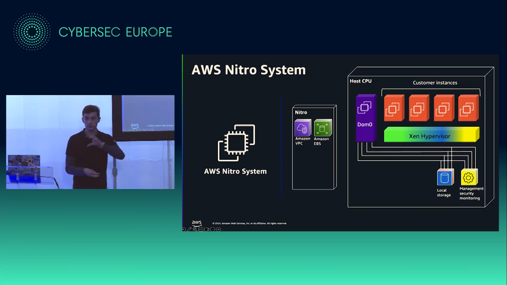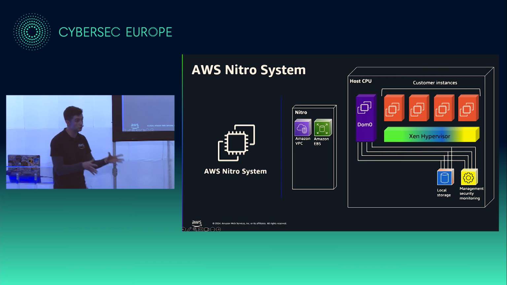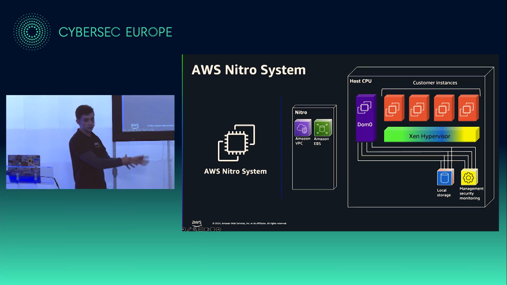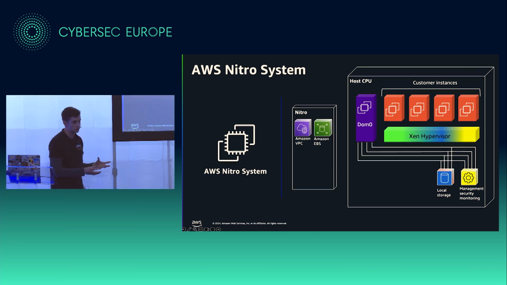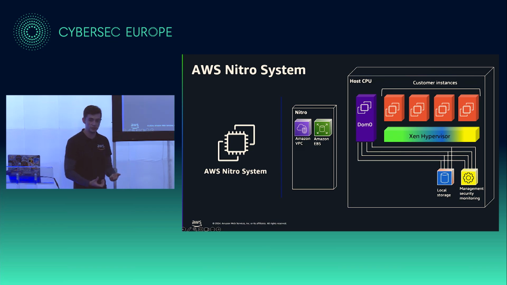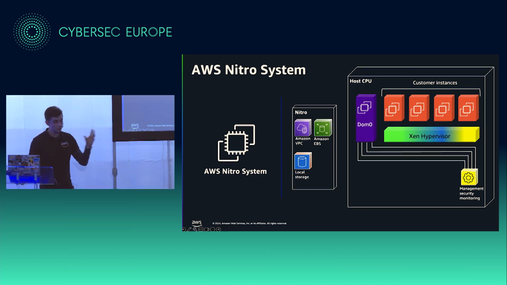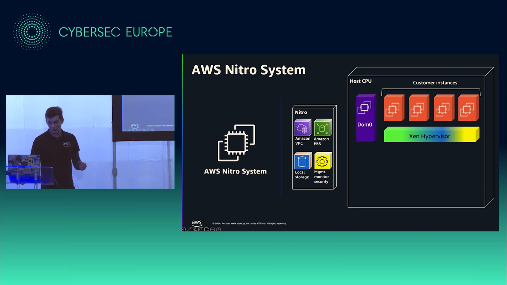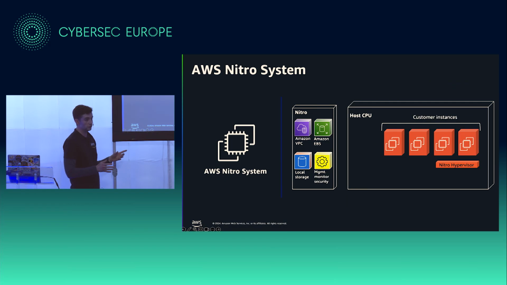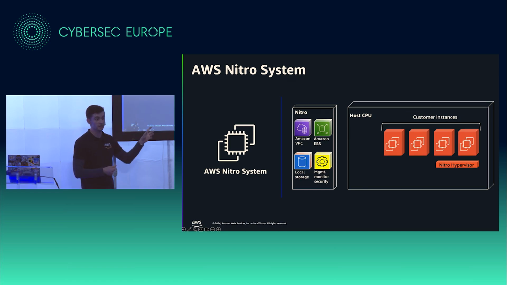We secondly moved out the elastic block storage, so block storage control moved again to an external service and an external card. So we're slowly moving the components of our hypervisor, of our virtualization solution, outside of the main instance that we're using to run customer EC2 instances. This continued. We moved out local storage and the management and security. And ultimately, we also removed the DOM0 machine. We didn't need it anymore.